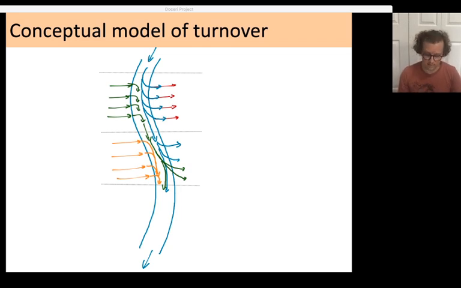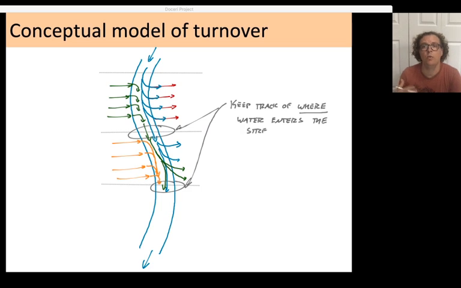So conceptually, this is an accounting problem. We just need to keep track of the gains and losses of water, and then at the end of every study reach, we can tell you, this is where the water came from. This is how much of that blue water from the upstream end is likely to still be present, and this is how much of the orange water that just recently entered we think is present at any given point.